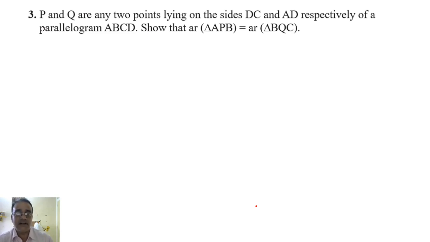सिर्फ 3 questions कर रहे हैं. P and Q are any 2 points lying on the sides DC and AD respectively of a parallelogram ABCD. Show that area of triangle APB is equals to area of triangle BQC.